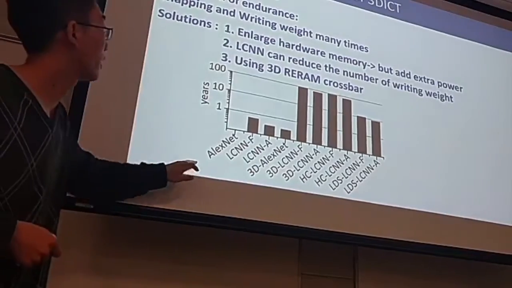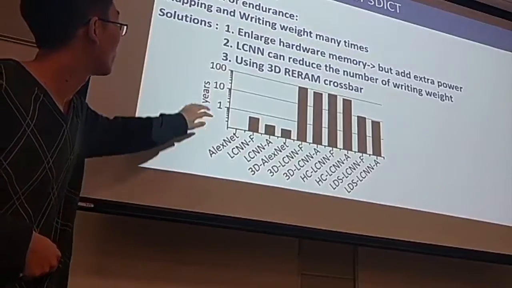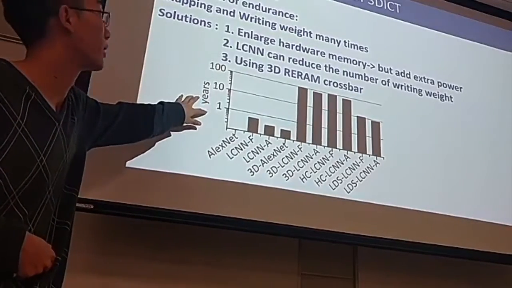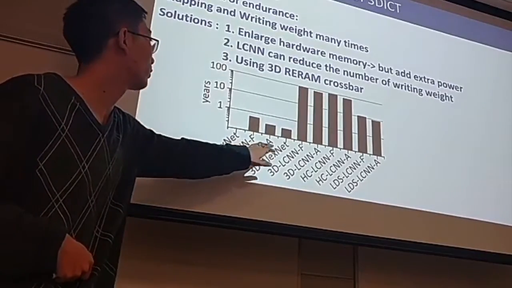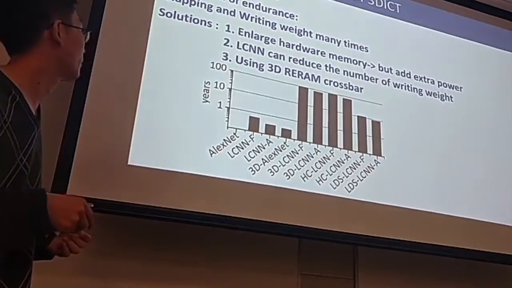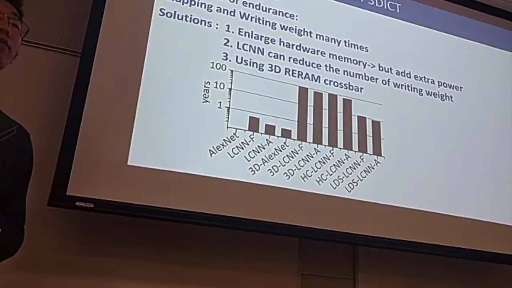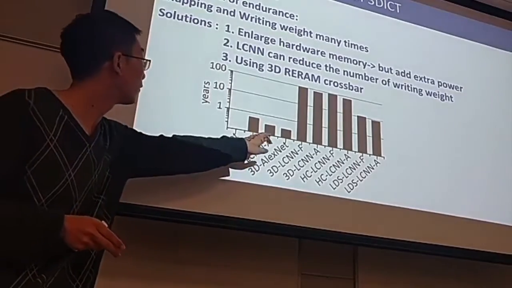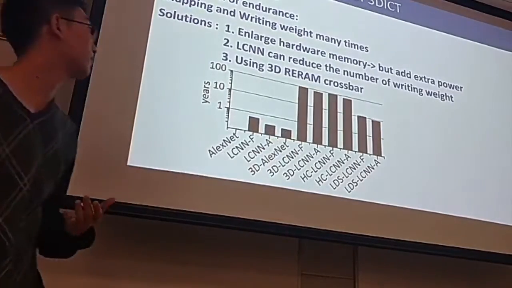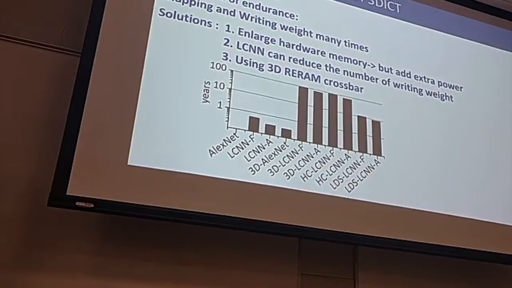From this bar graph, you can see that the y-axis represents the endurance. From the first bar graph to the fourth bar graph, you can see that their endurance is less than 1 year. Almost even for this, it is less than half a year. So it doesn't work in the real world.